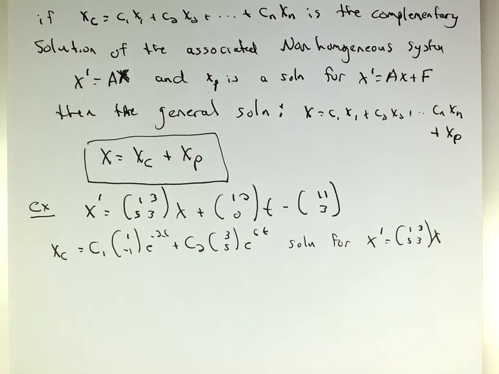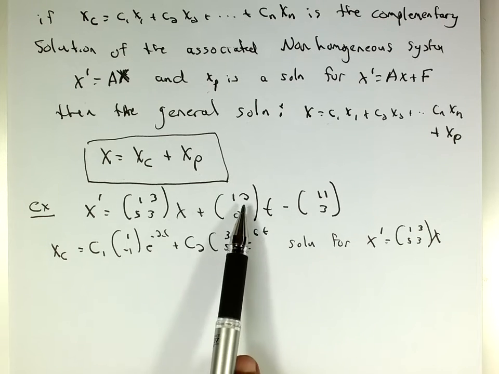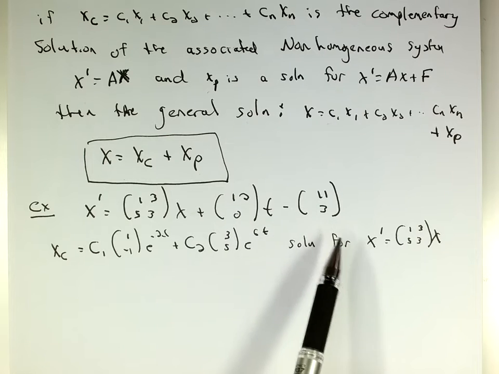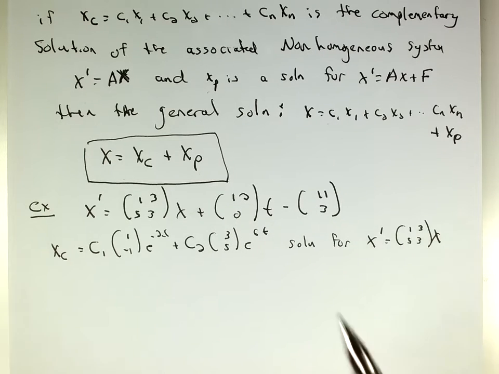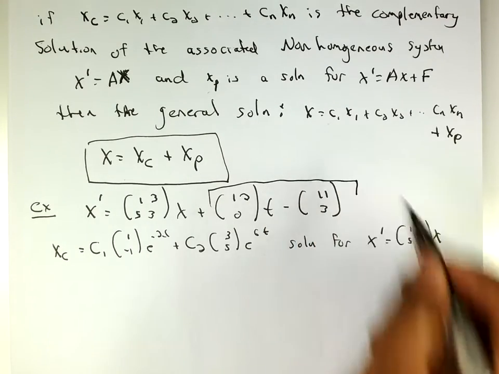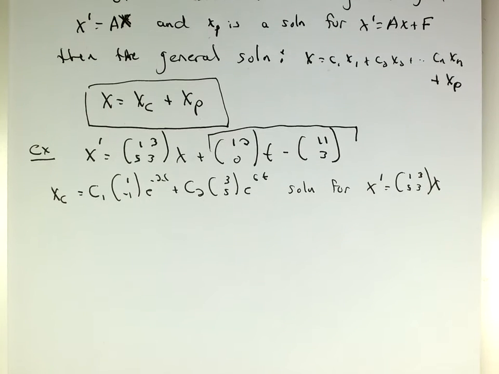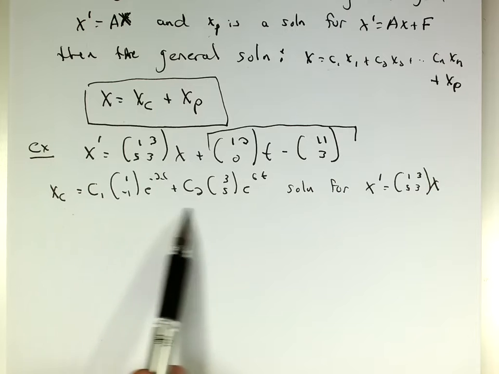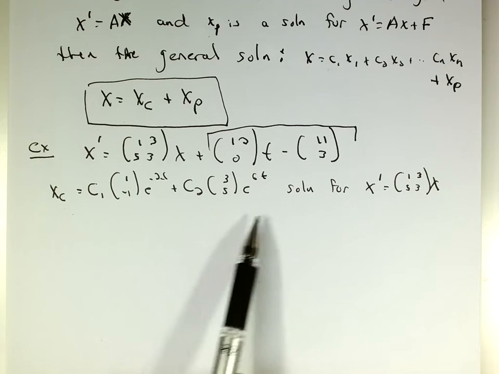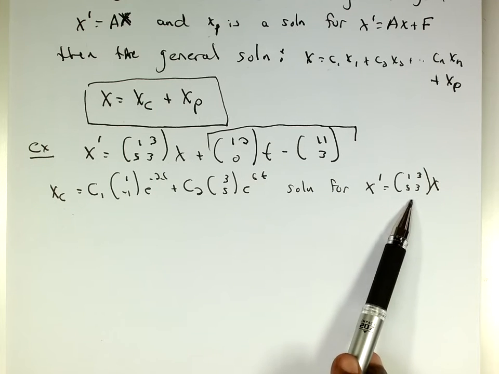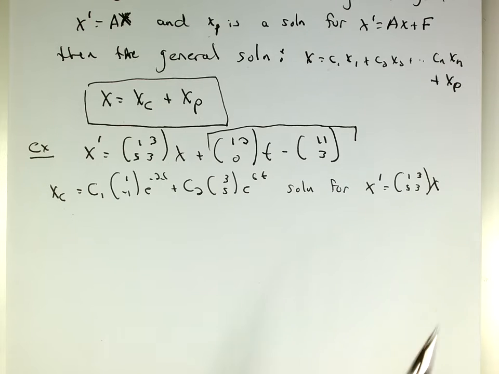So I have it written out. We had x prime, we had our coefficient matrix times x, and now we have plus 12t minus 11, 0t minus 3. So here is the non-homogeneous. So that's the characteristic or the complementary that we have to deal with. And we already had the solution that we looked at from before. And we had x prime is equal to 1 3 5 3 and then times x.